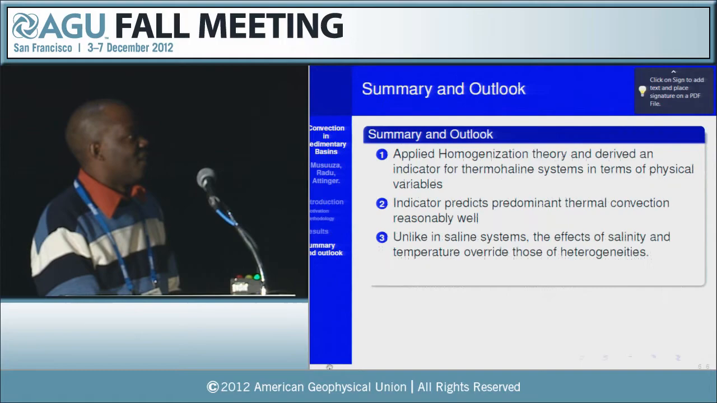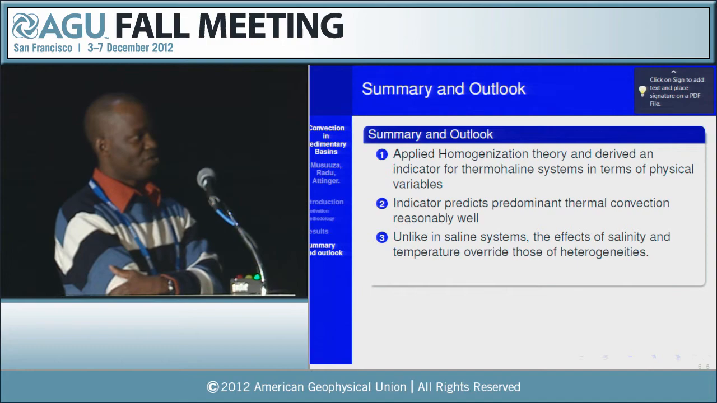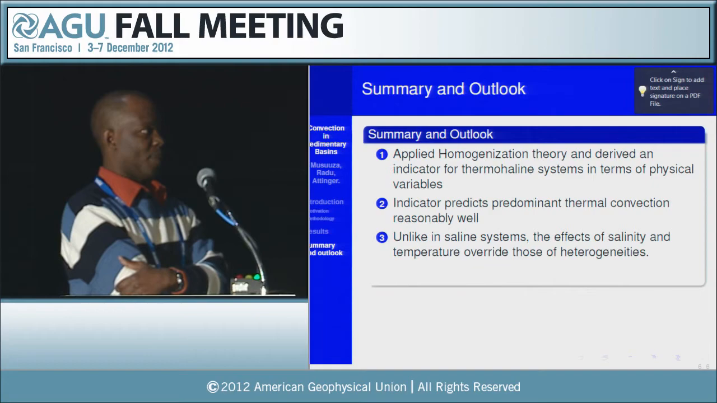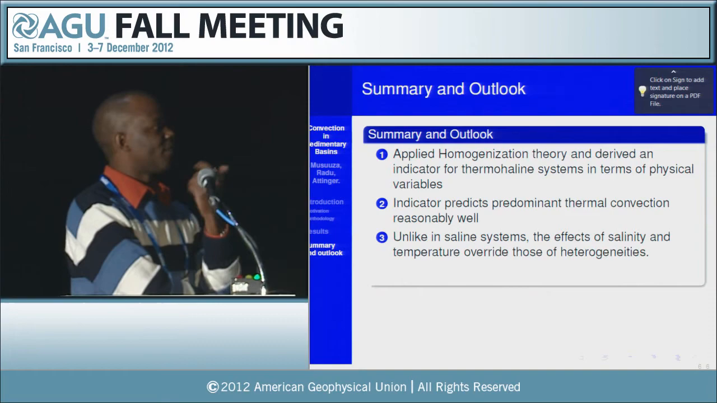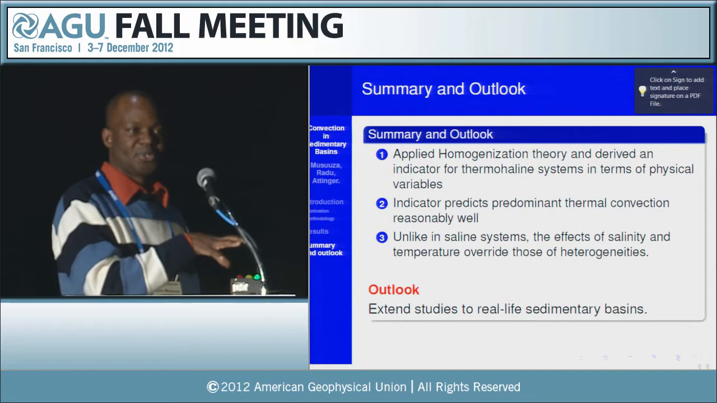And some concluding remarks. We are able to derive a stability indicator for some high-energy systems in terms of physical variables, and the indicator performed reasonably well. But unlike in saline systems where medium heterogeneities are important, here the important factors are only salinity and temperature. And that was it. What we are doing now is applying these results to real-life sedimentary basins in Germany. Thanks a lot.